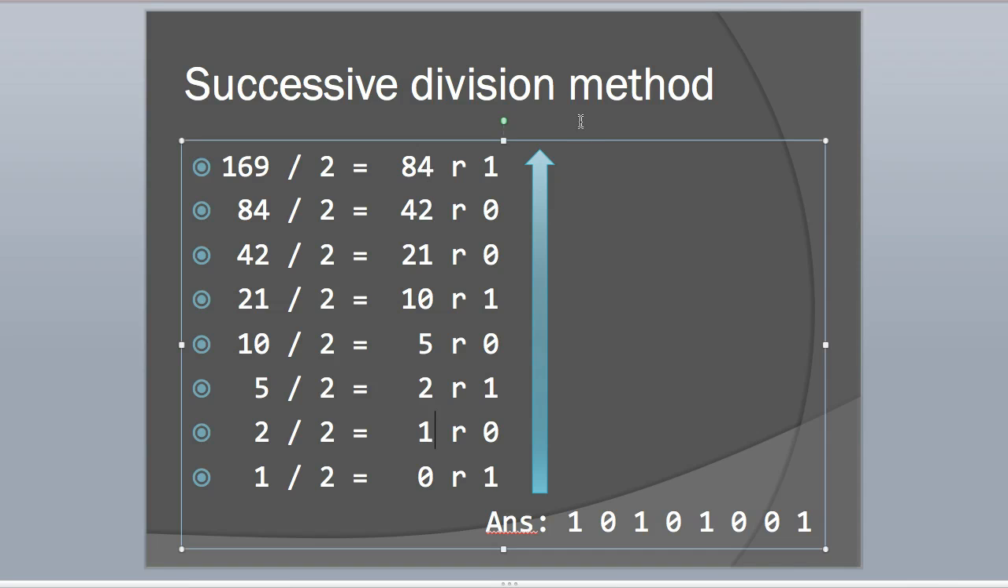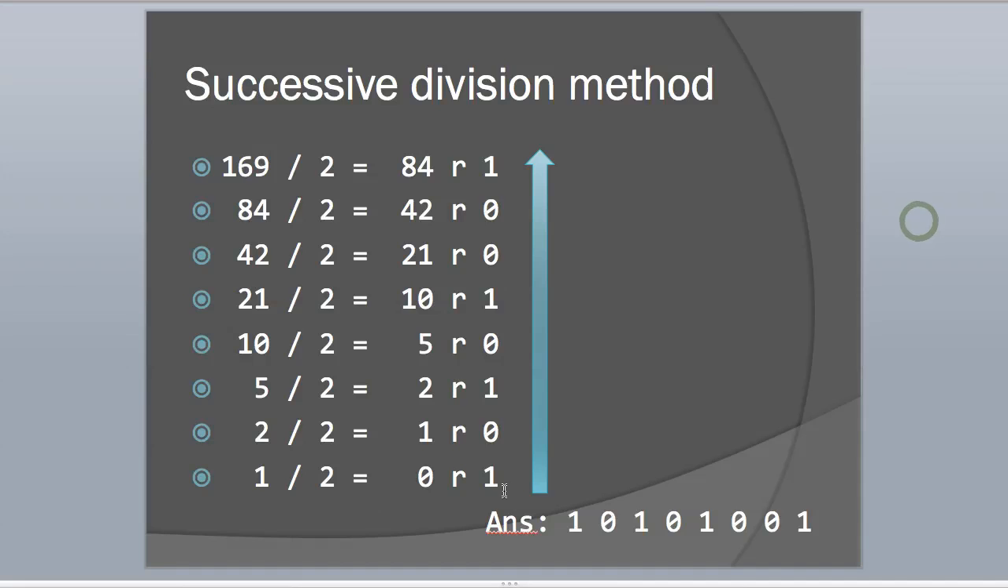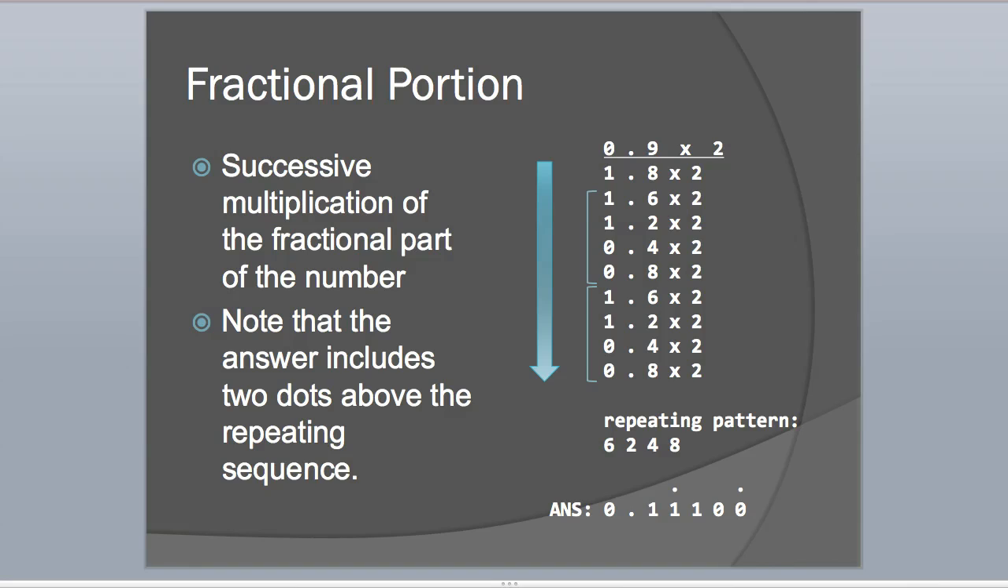All right. So what is the answer? Well, the way we figure out what the answer is, we read these numbers from bottom to top. So the answer is 10101001. That is 169 in binary. Well, now that we've done that portion, we have to do the fractional portion. So let's pop on over to the fractional portion.